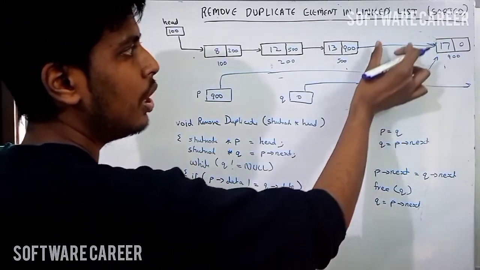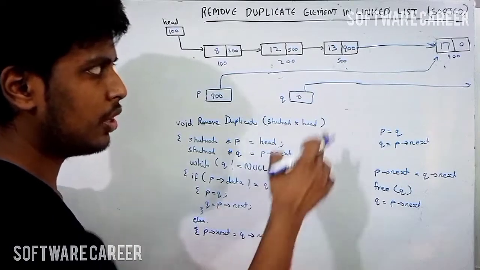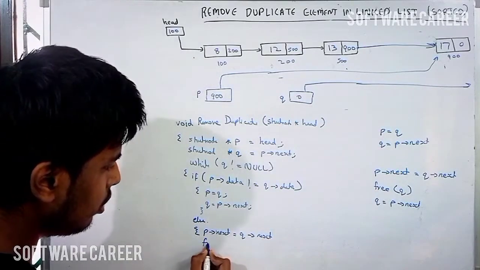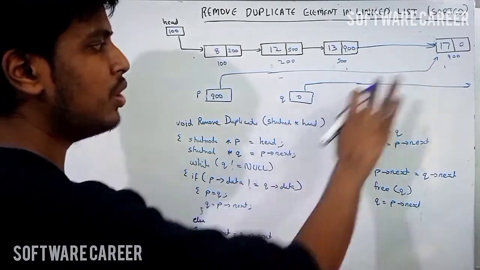Now what should I do? Now one empty node was present, Q. I should remove that Q because it causes memory wastage. So I am writing free Q. Free Q. Now I have removed that Q.